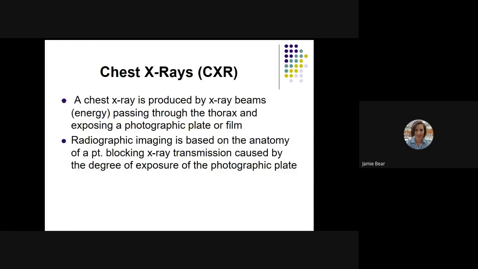So a chest x-ray is produced by x-ray beams passing through the thorax and exposing a photographic plate or film. So radiographic imaging is based on the anatomy of a patient blocking those x-ray transmissions caused by the degree of exposure of the photographic plate.